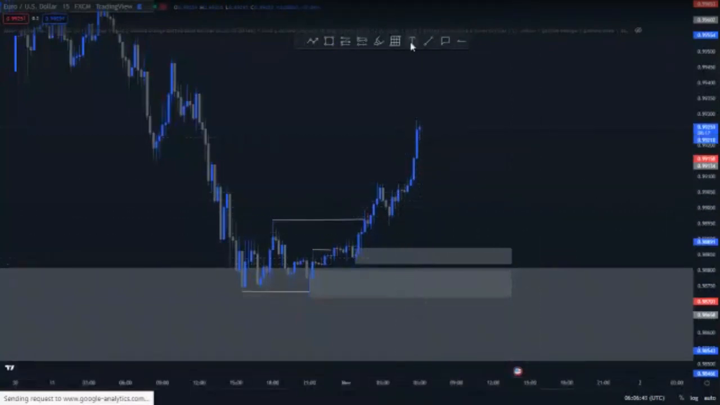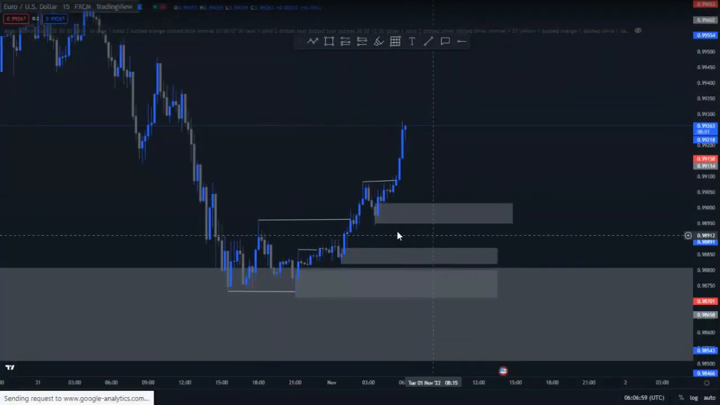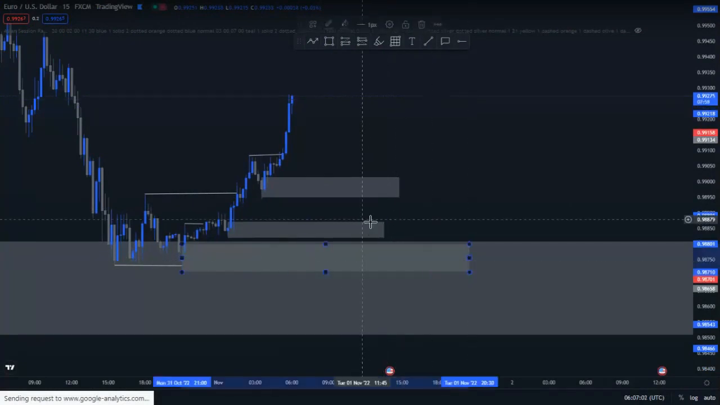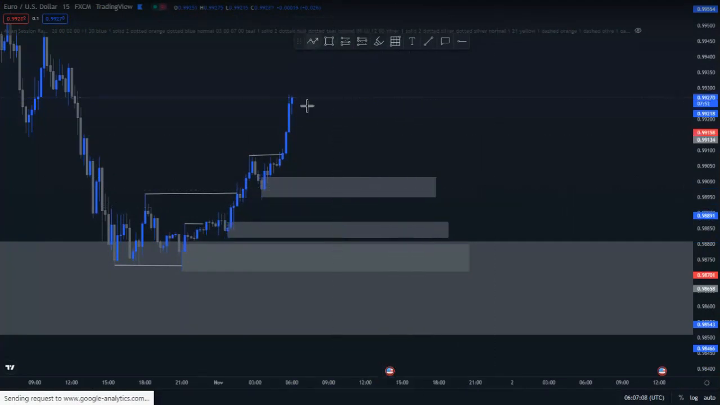So you have two zones, but then we created another range. When we broke this high, this is another range, so we might also consider this one too. So these are the three zones where I'll be waiting to buy Euro USD, and this is M15. So we are waiting for this one and this one for us to buy.